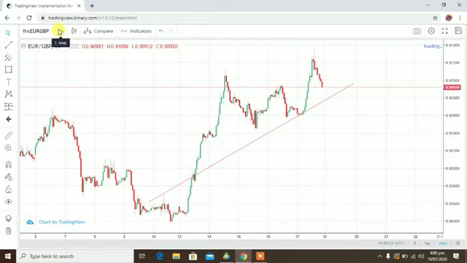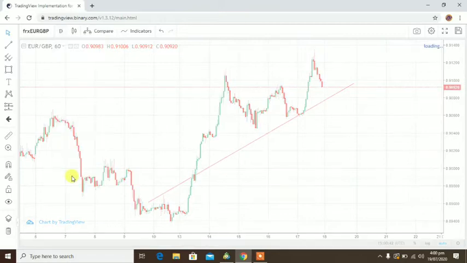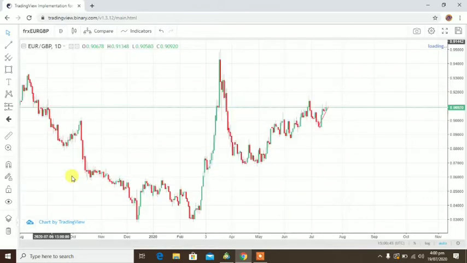So guys, this is EurGbp, and right now, as you can see from my screen, we are on the 1 hour time frame. But don't forget, I will have to go to the higher time frame and identify the key levels from the higher time frame, and then we hop down to the lower time frame to have a clearer view of the market. So we go to our daily time frame.